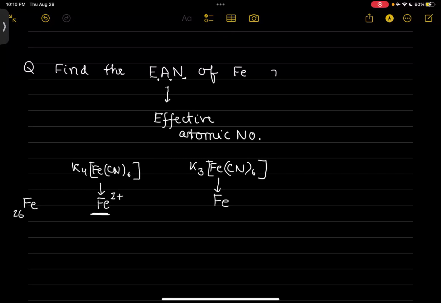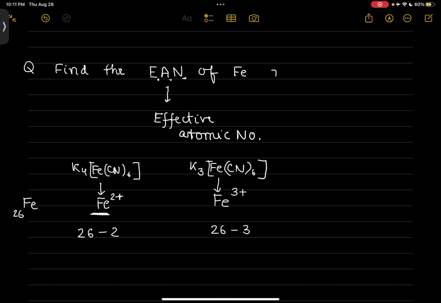This is +2. So how many electrons will I be having? 26 were there on the iron. +2 means 2 electrons were removed. Got it? 26 minus 2. Is it clear or not? Yes, 24. In this case, it is +3. So how many electrons are we having? 26 minus 3, because 3 are removed as you have plus 3 charge.